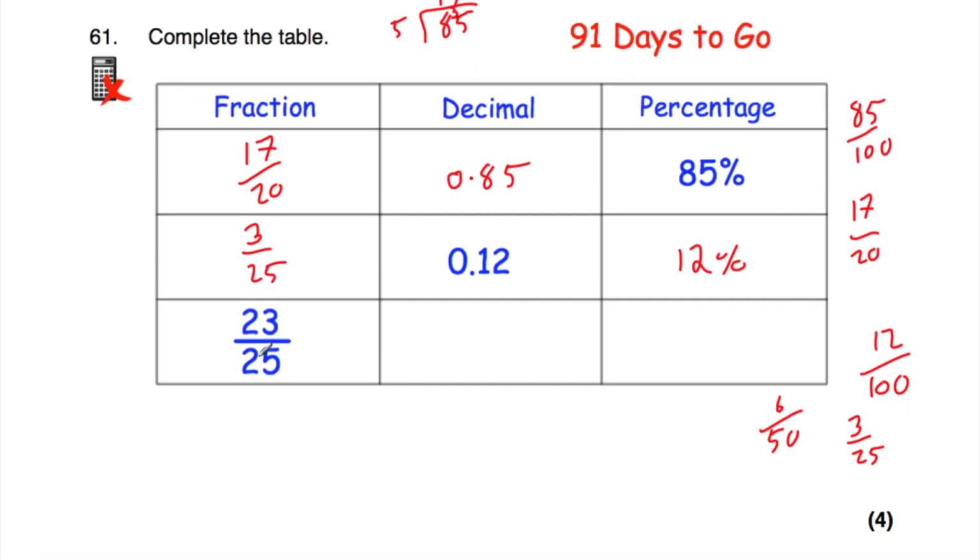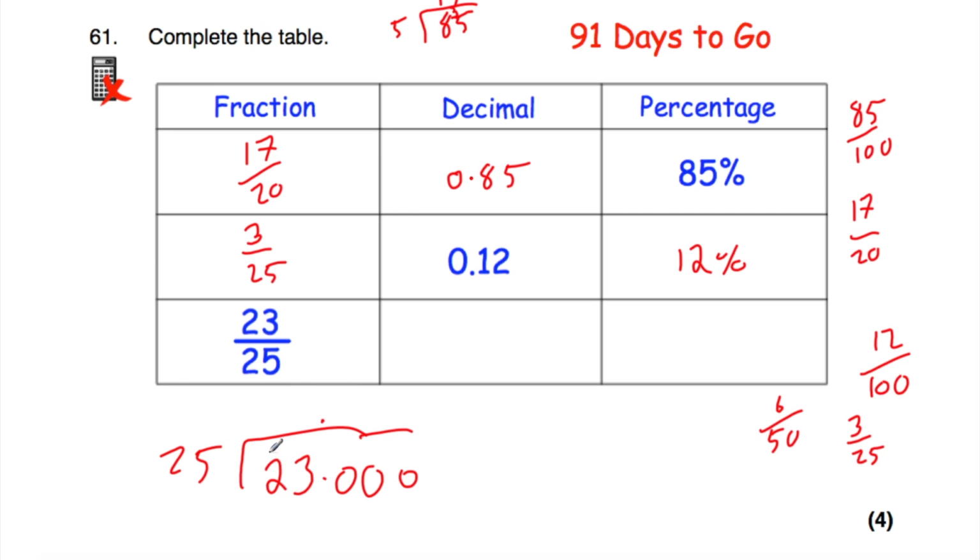And finally, 23/25ths. Now we could change that to a percentage by making the denominator 100, by multiplying both the numerator and denominator by 4. Alternatively, we could do the numerator divided by the denominator, and that's the approach I'm going to use for this question. I'm going to take the 23, and I'm going to divide it by 25. And I'm going to put a decimal point and some zeros, because it's a decimal number, so we're definitely going to need those.